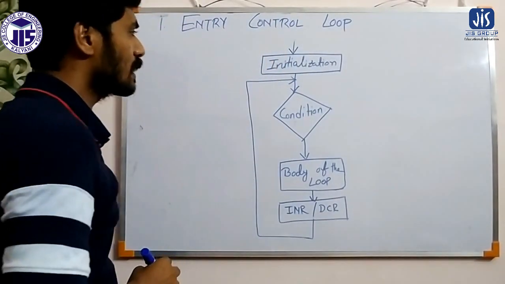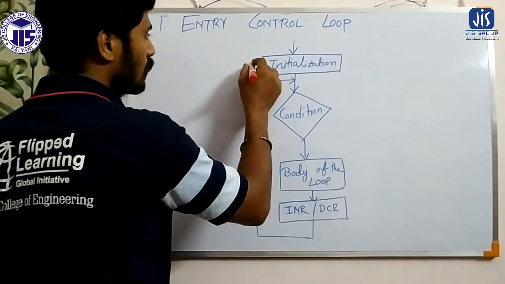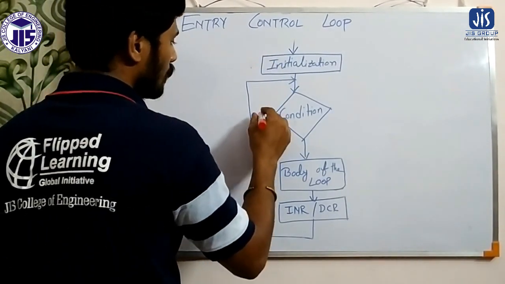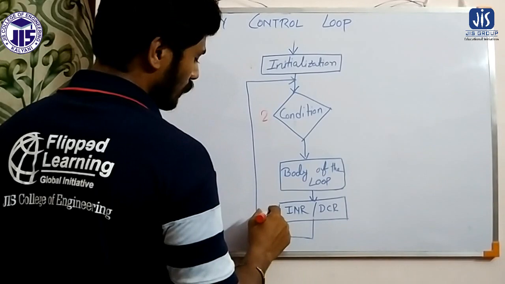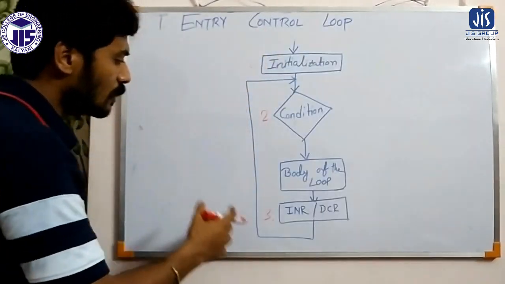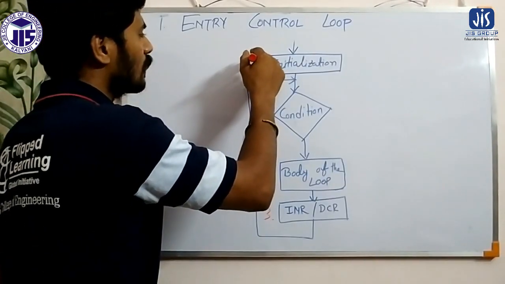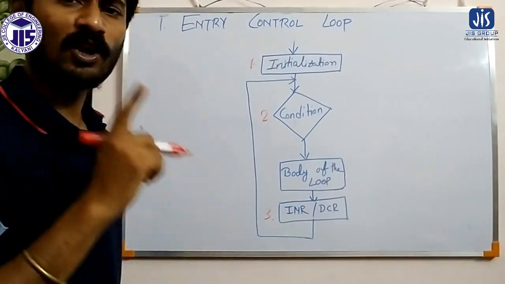So the flowchart is basically like this. There are three components: initialization, the condition, and the increment/decrement, and here it is the body of the loop. Now, if you look at the flowchart, first the initialization will be done, and in any loop initialization is done only once.